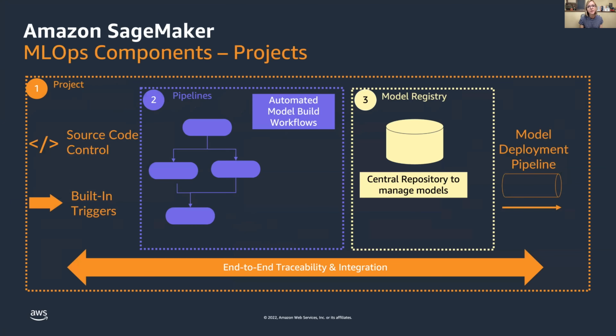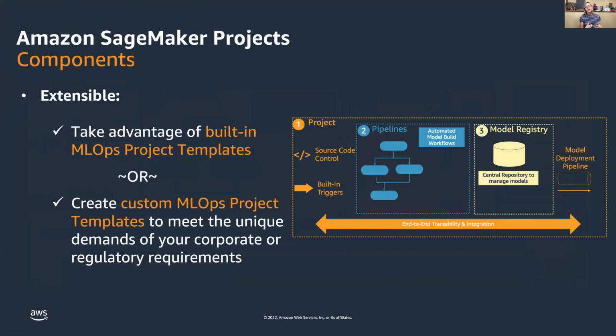So that is a bit about the pipelines and the model registry. But then we have SageMaker projects, that is basically your one big template that pieces all of this together. So that's the orange box all around it, like that. And what's cool about these project templates is this is where you actually specify, where is my source code control? What are my triggers? What does my pipeline look like? How do I want to deploy things?